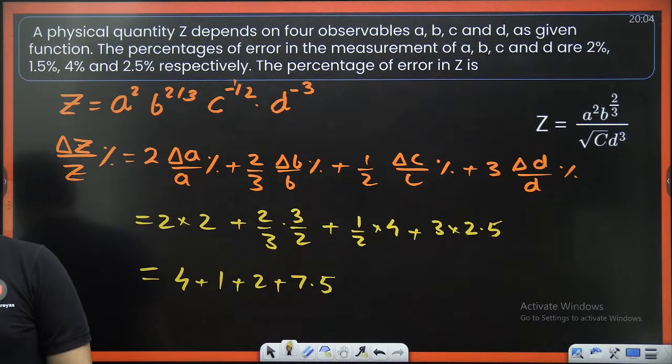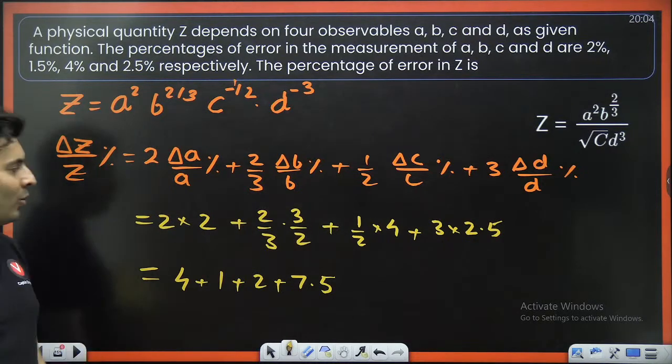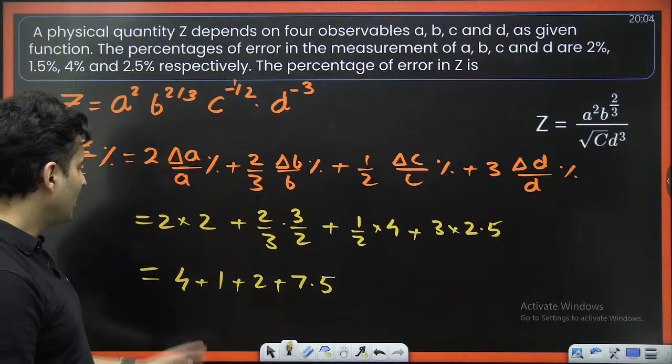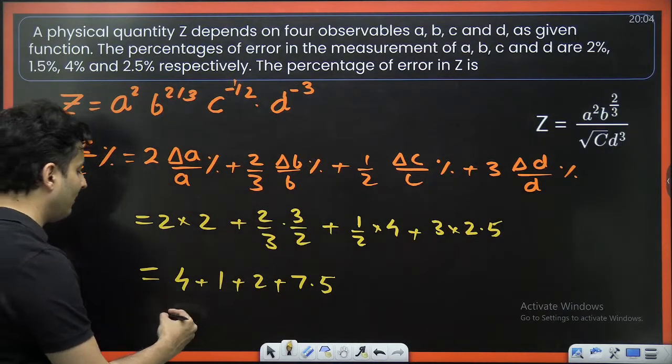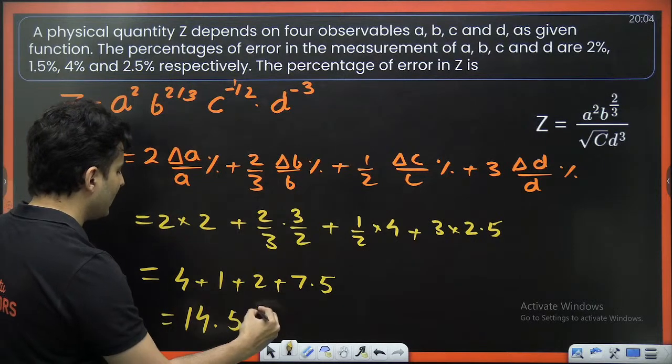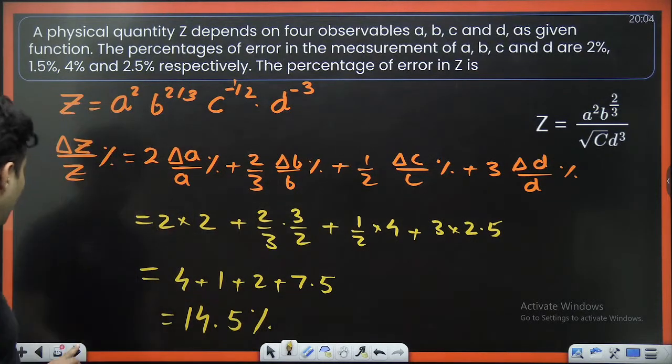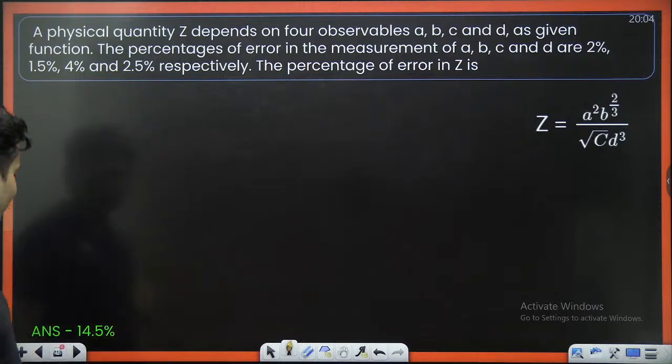14.5 says already. Who is that? Rajban. Wow, very good. Check it out: 4 plus 1 is 5, 5 plus 2 is 7, 7 plus 7.5. Yes, it should be 14.5%. Yes, it is 14.5%. Very nice.